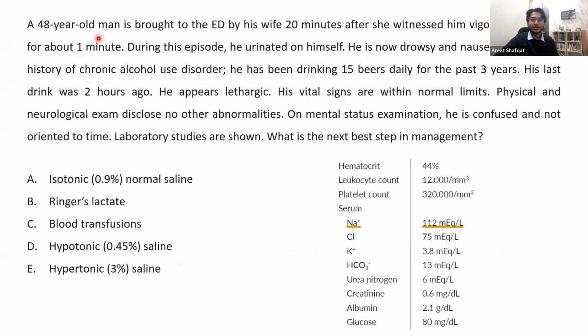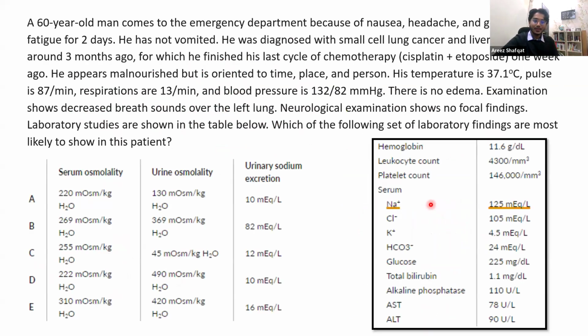Based on that, this is a scenario. A 48-year-old man is brought to the ED because of seizures. It's the same scenario. During this episode, he urinated on himself. He is now drowsy and nauseated. He's drinking a lot. He appears lethargic. Physical examination and neurological examination show no other abnormalities. Laboratory studies are shown. Serum sodium is less than 120, which is severe hyponatremia. What's the next best step in management? The answer would be hypertonic saline, because this patient has severe symptoms, CNS symptoms, and he has severe hyponatremia, less than 120 sodium. Okay, good.